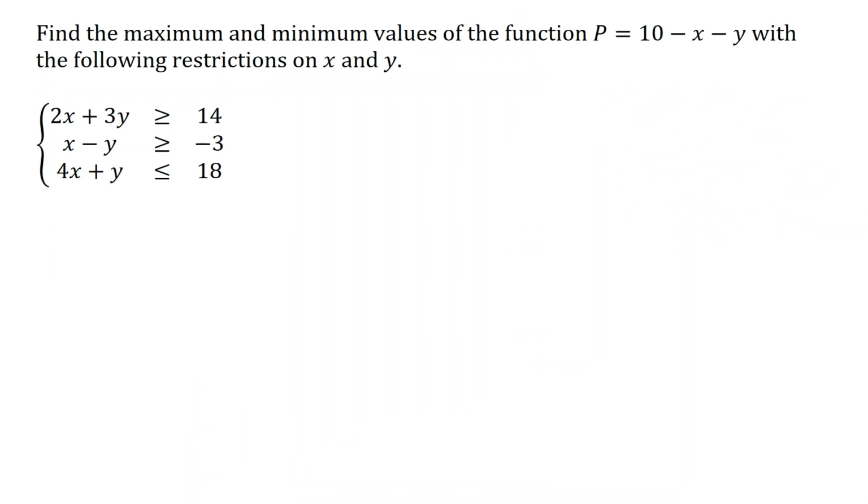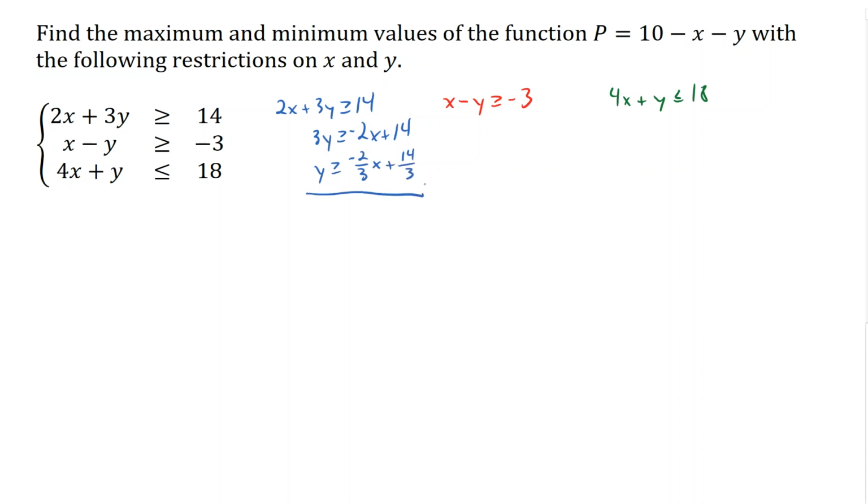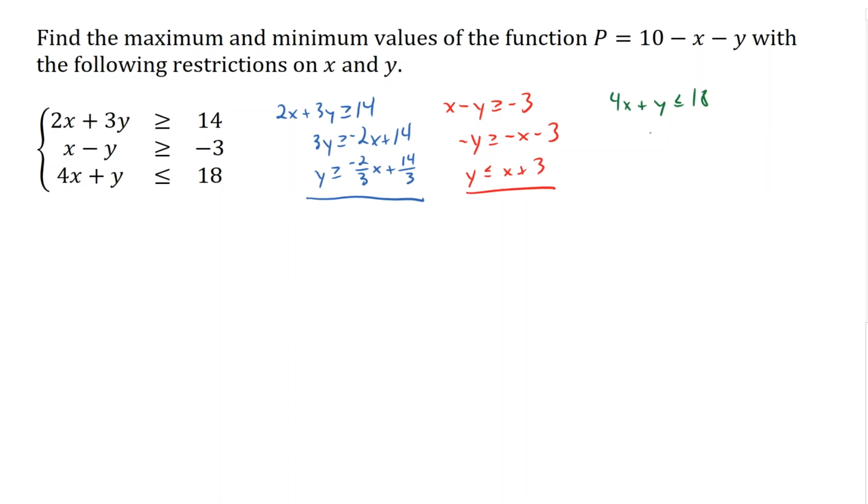All right, so the first thing we're going to do is use our inequalities to get our feasible region. Okay, so I'm going to take each equation, 2x plus 3y is greater than or equal to 14, and then I've got x minus y is greater than or equal to negative 3, and finally 4x plus y is less than or equal to 18. I'll put each of those in slope-intercept form. So there's the first one. Divide both sides by a negative, which flips the inequality symbol. And last is easiest. So we've got our three inequalities in slope-intercept form.